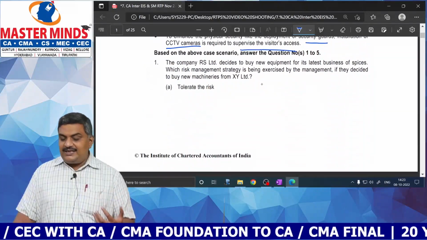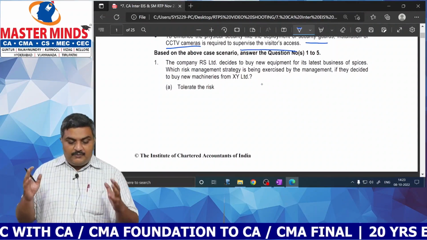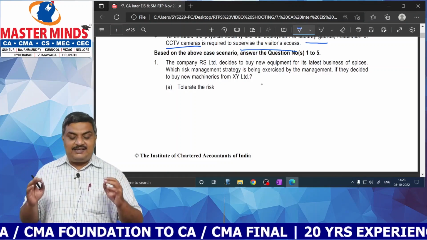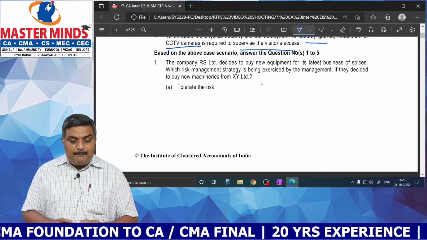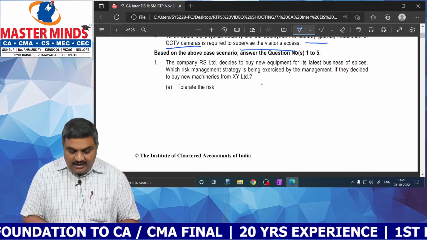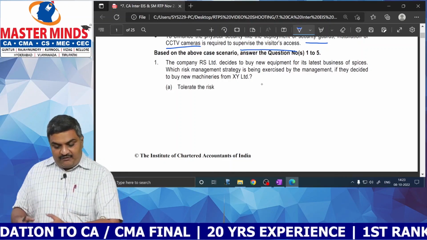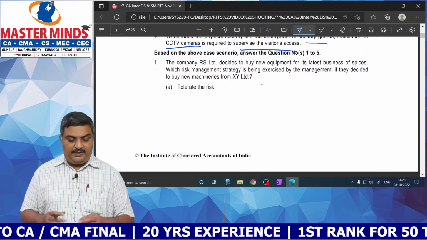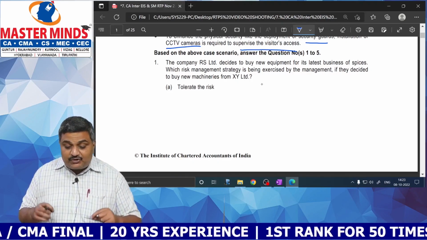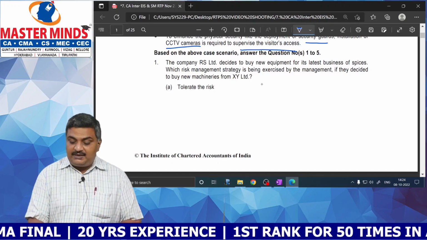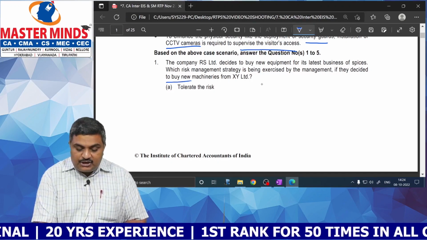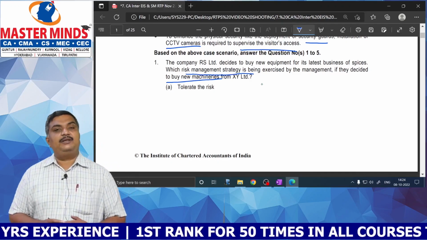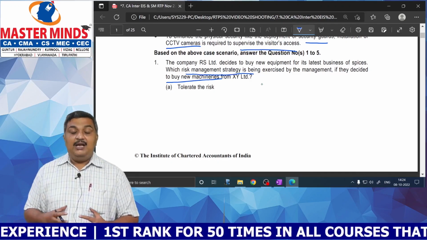Now let us see the MCQs one after one. The first MCQ which you need to answer based on the case scenario is: the company RS Limited decides to buy new equipment for its latest business of spices. That we already studied. Which risk management strategy is being exercised by the management if they decided to buy new machinery from XY Limited? Now we need to identify the risk management strategy.